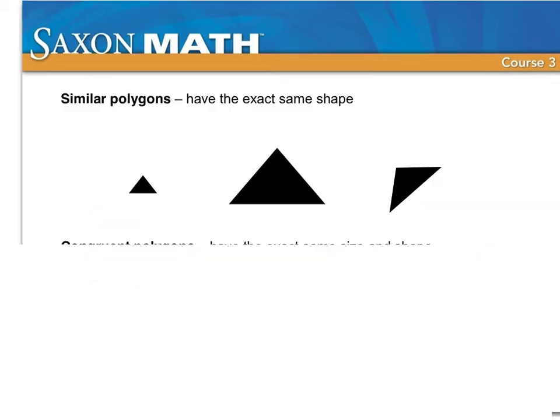Let's keep on going. Now we're going to talk about similar polygons. Similar polygons have the exact same shape. So all 3 of these shapes all have 3 sides. They're all closed polygons with 3 sides. Or, of course, you should know these as triangles. If they have the same name, meaning they have the exact same shape, then that means that they are similar.